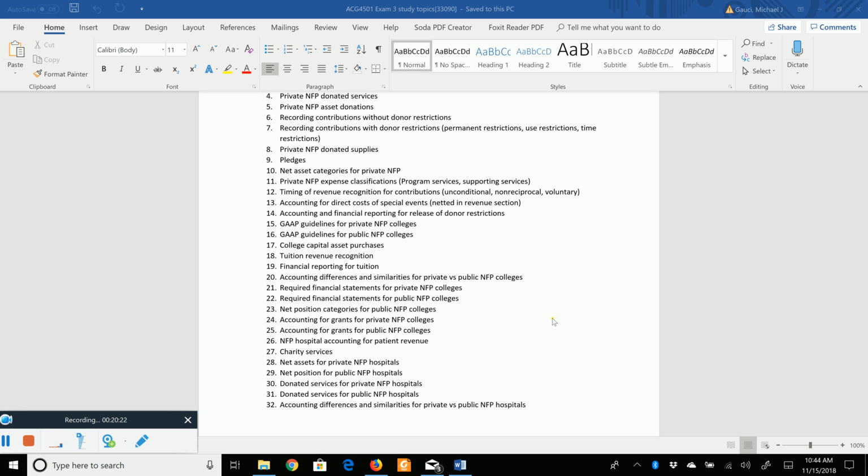30 and 31, donated services. So make sure you know how to account for donated services for a nonprofit, whether it's private or public, and there are differences. We already talked about private, and make sure you understand how it's recorded for public. And number 32 is a catch-all, and this is the last homework problem in chapter 16. You will see some accounting differences and some accounting similarities between private and public nonprofit hospitals. So I want you to make sure you know all of the differences.